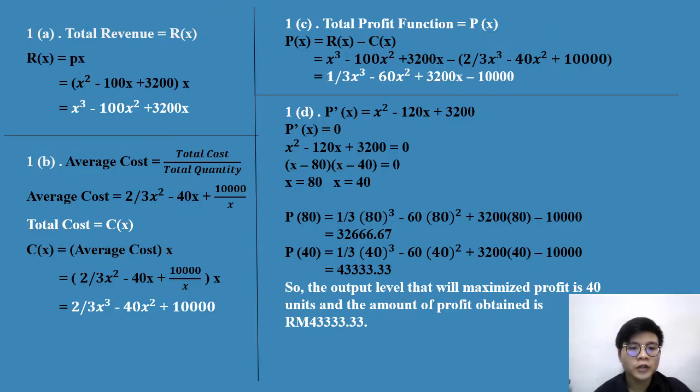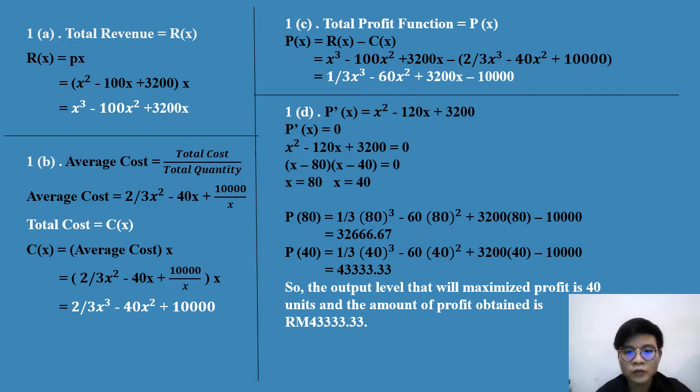For question 1a, we want to find the total revenue function. We know that the total revenue function is equal to Px, where P is the price and X is the quantity demanded of units. We know that P is equal to S squared minus 100X plus 3200 multiplied by X. So we can get the answer: S cubed minus 100x squared plus 3200x.